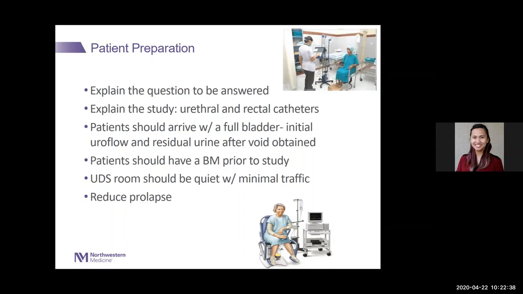This recommendation is to have patients do a BM, have a bowel movement, prior to the study. I don't know how you make someone do that, but it's what's recommended, just because you're putting a catheter in there. And you want the urodynamics room to be kind of quiet. You want it to be private. We have curtains in all the rooms. We want there to be minimal traffic.